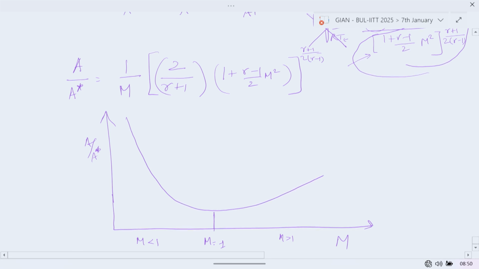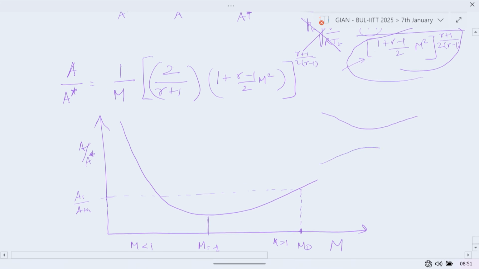So one of the things you need to know is that for a given supersonic Mach number, let me say some supersonic Mach number here, let me call this the design supersonic Mach number, I will have the ability to design A1 by A throat. Which means I can design the inlet dimensions like this. So here it is A1, A throat. I get it from this graph.